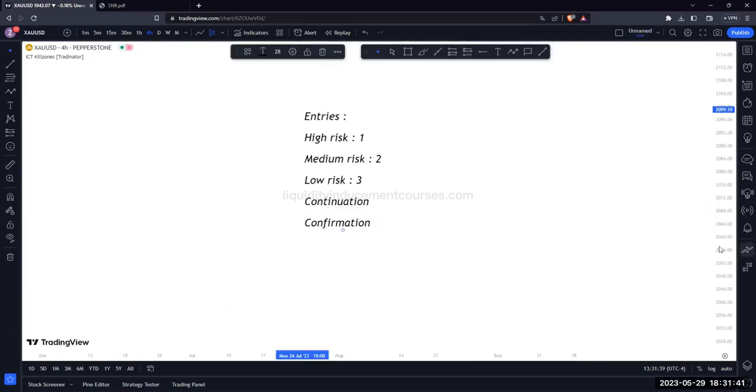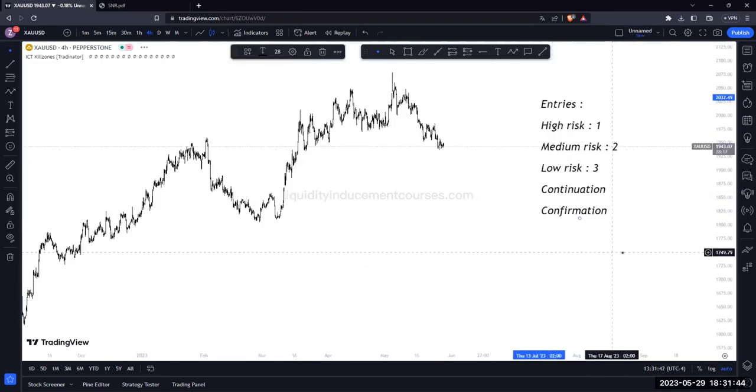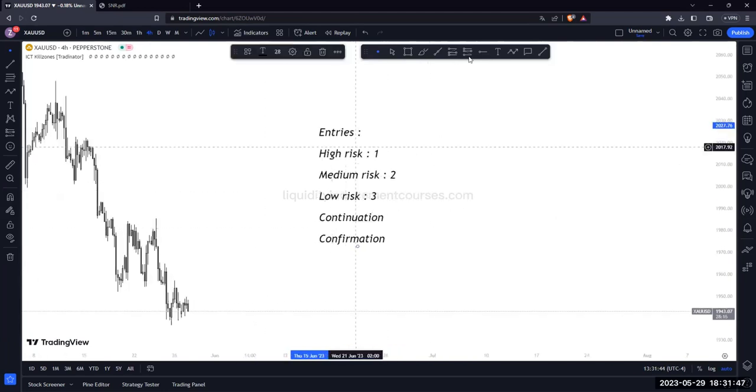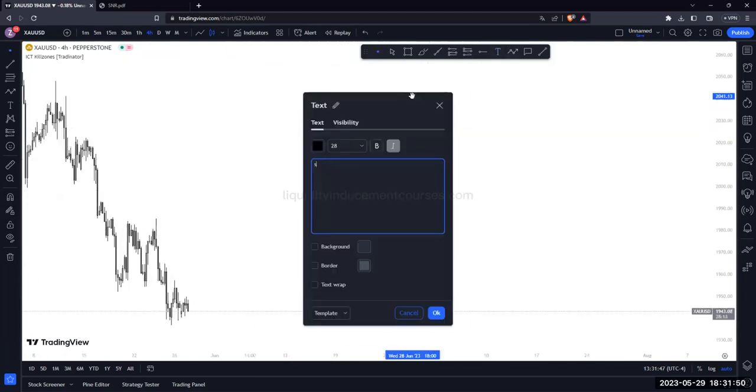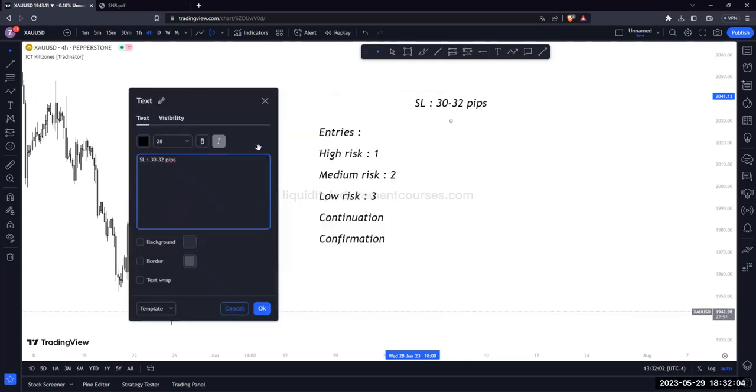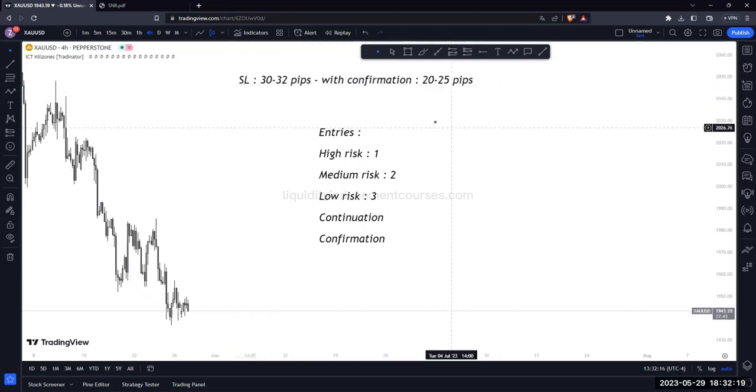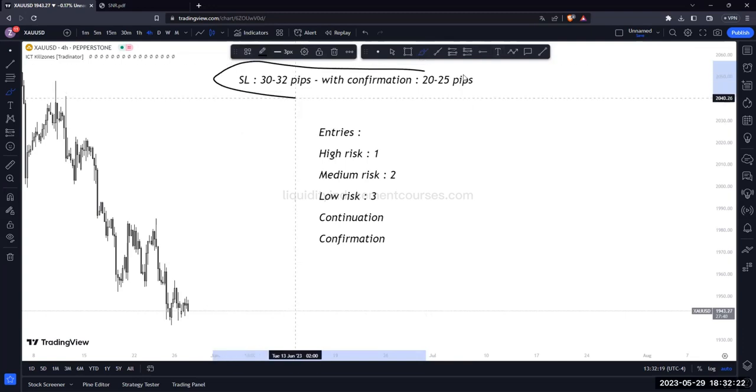Now I'm going to give you the rules of my trading plan. For high risk, the SL is always fixed at 30, and if you have spread, it's 32 pips. And for using with confirmation, 20 to 25 pips. Okay, that's stop loss, always, in all entry types.